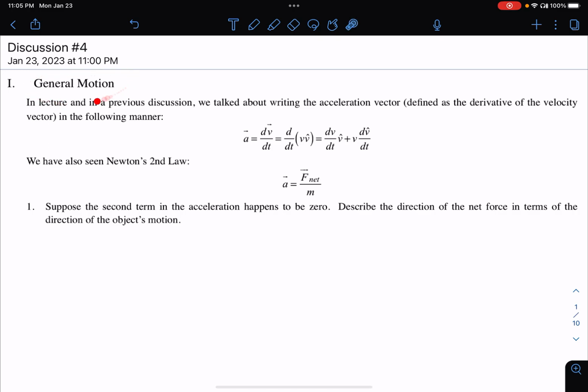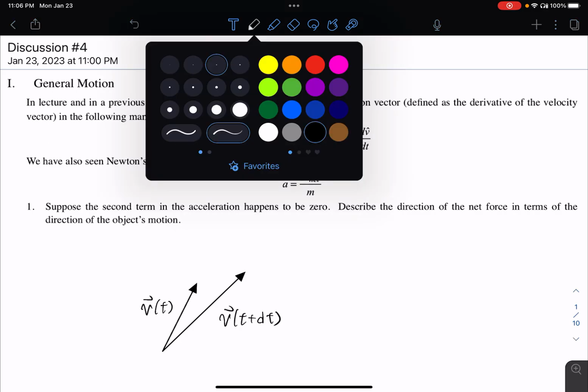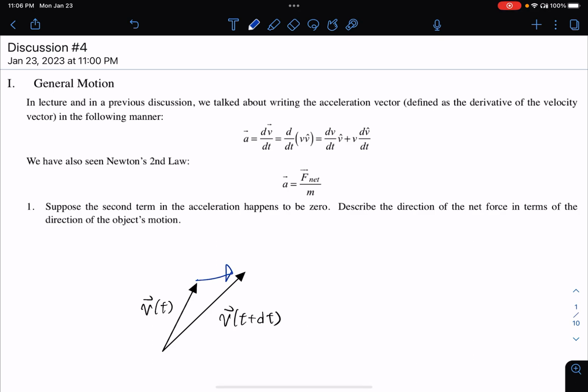This is a quite general example, so I'm going to stick with the discussion activity. So when we have a velocity vector, let's say it's at here, and this velocity vector is changing with time. So this is the velocity vector at time equals t. After some time, the velocity vector becomes this one, which is different from when it was at time equals t. So let's call this the velocity vector at time equals t plus dt. Then the change of this velocity vector will be this one.